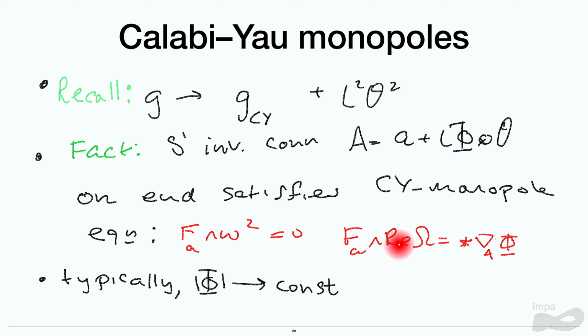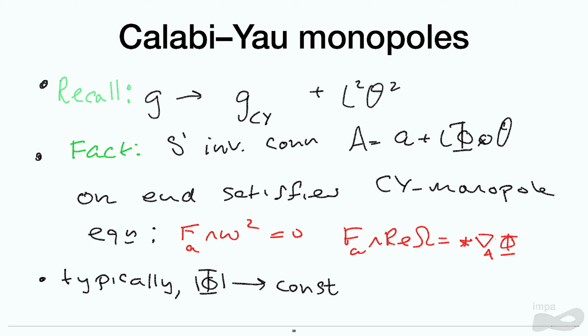actually get what's called the Calabi-Yau monopole equations. So it's another kind of generalization of this 3D monopole, which looks like this. So I take the curvature of the connection, little a, on the Calabi-Yau cone. I wedge it with the Kähler form, twice the square of the Kähler form. I say that's 0. And then I also need that the curvature wedge the real part of the holomorphic volume form of this Calabi-Yau is equal to the Hodge dual of the covariant derivative of the section of the adjoint bundle phi. That's the Calabi-Yau monopole equation.